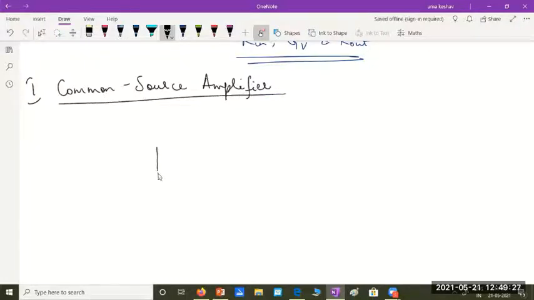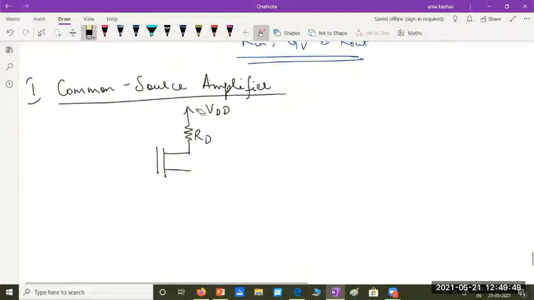Let me draw a simple common source amplifier which has the drain resistance RD. If you want, you can write this VDD or we can leave it. Maybe initially I'll just leave it and later on I'll show you how we'll write the whole thing.